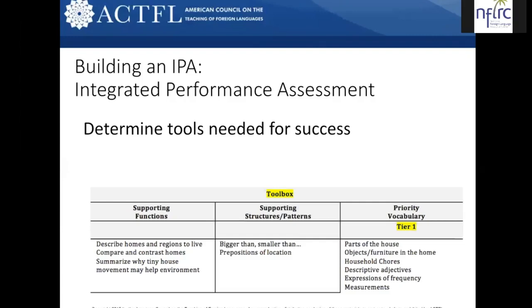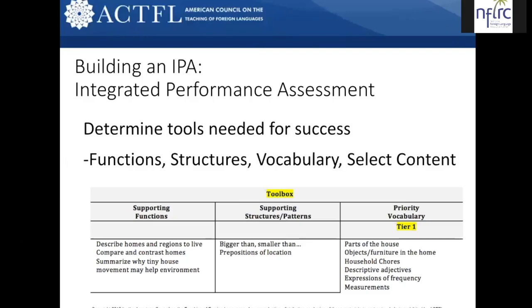We're also looking at the tiny house movement. And then, so what does that mean for the supporting structures or the patterns? And then obviously, what is the priority vocabulary when they're talking about housing and what young people have in their rooms around the world. So that will be the last part that I'm going to address, not the first part. So again, it is a complete paradigm switch for those of us who were trained in earlier decades.